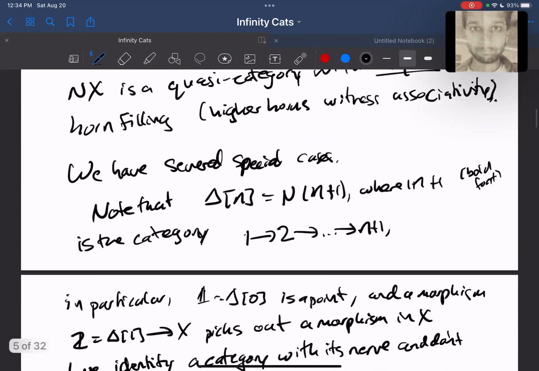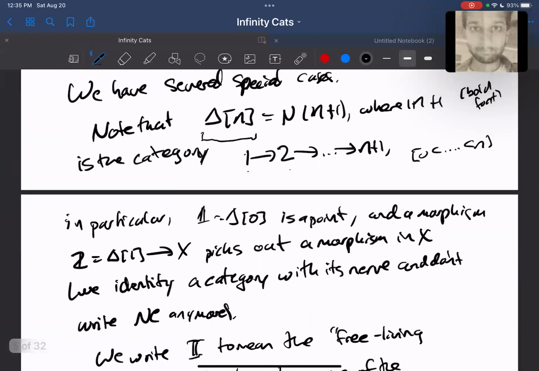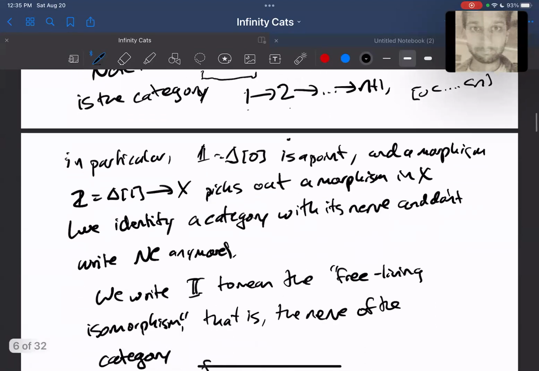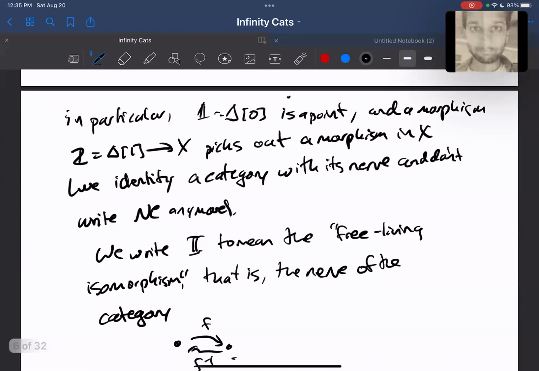So if we recall the definition of our n simplex here, this is just the nerve of the category n plus 1, which has objects 1, 2, all the way up to n plus 1. Well, we actually saw them as 0 less than 1 less than ... n, but we're just shifting indices, with arrows between each of them. In particular, we're going to write 1 in bold font as the category which is just a point. 2 is the category delta 1, which is just an arrow. A morphism from 1 picks out an object, and a morphism from 2 picks out a morphism in X, because it's just picking out a 1 simplex by Yoneda. So we can identify a category with its nerve in general, and we're not going to write N for the nerve of the category. We're just going to treat the category as its nerve because they're basically the same.